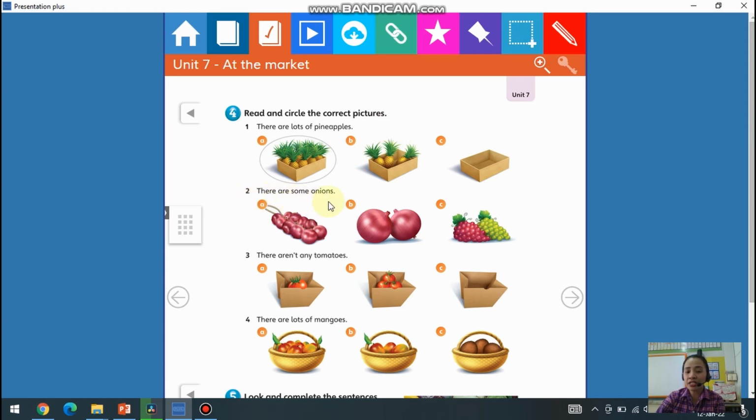Number 2, there are some onions. So where is that? Some onions only, okay? Some onions, not lots of onions. Where is that? So you need to circle the correct answer. Try to answer number 2, 3, and 4.